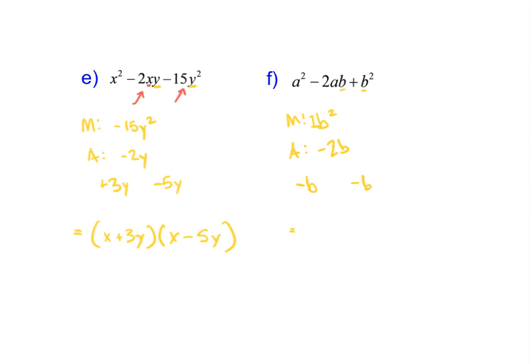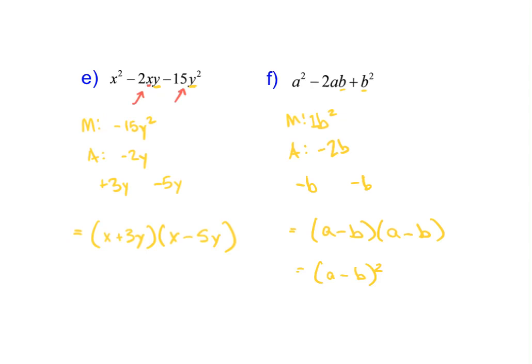So what does this look like when I factor it? It's going to be a minus b, a minus b. And just like the question we saw before, I shouldn't write this out twice. Really, this is just a minus b squared.